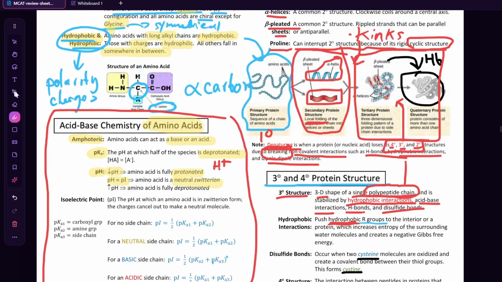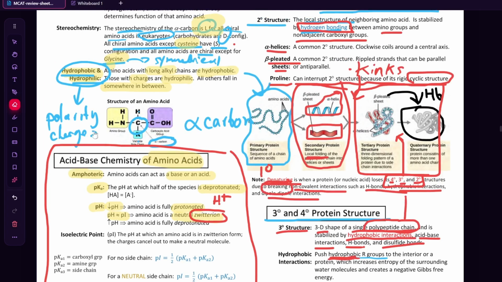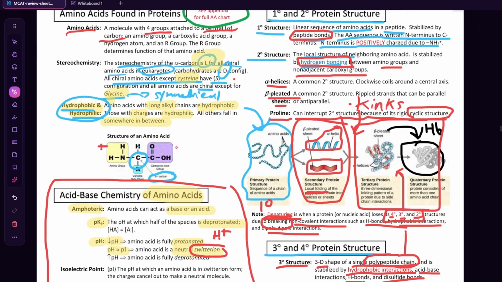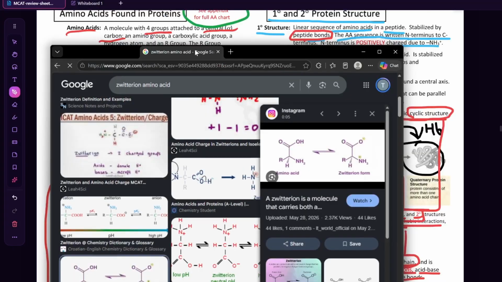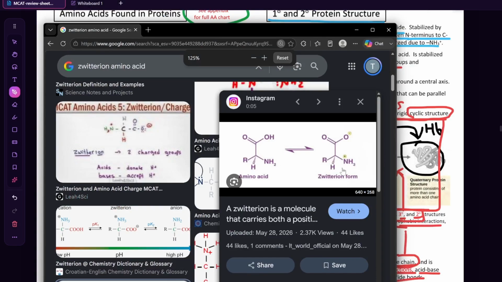So remember that a Zwitter ion, by definition, can technically have both a positive and negative charge, and the amino acid structure has that. Remember that we said the amino group is positive and the carboxylic acid is negative. Let me see if I can show a Zwitter ion for an amino acid structure. Just give me a sec. Well, there's a picture here. It's not that great, but you can see the Zwitter ion form.